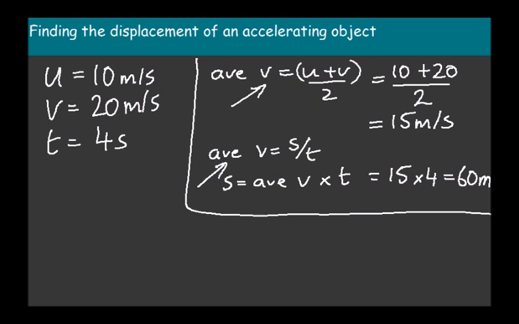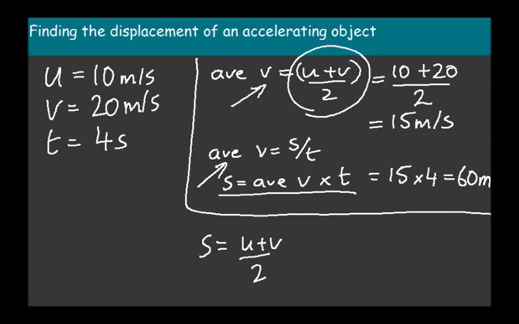Now, that's doing it in two steps using one equation and then another. But what we can do is combine those two together, because if we start with this one and say that displacement is the average velocity times time, we can just replace the average velocity with this here, u plus v divided by 2, and then multiply that by t at the end. This is a very useful equation for working out the displacement of objects where the acceleration is constant.